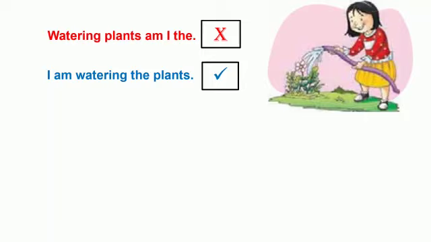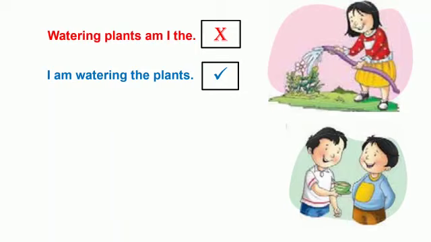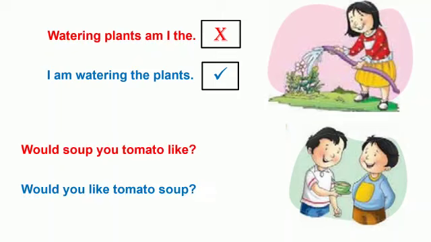All right, I have another one for you. The next picture. Have a look at this. There are two boys. One boy is offering something to the other one. So what do you think they are saying? Would soup you tomato like? Or would you like tomato soup? What do you think is the correct sentence here? Yes, the second one. Would you like tomato soup? The blue one. So the second option, the blue option, is the correct option.